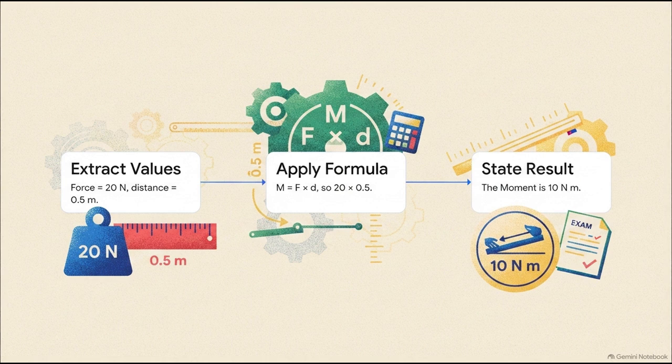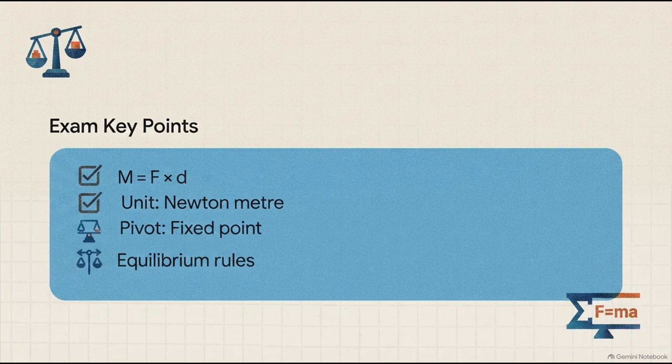Nice and simple. So let's do a super quick recap of your main takeaways for Chapter 4. The turning effect is the moment of force. The formula is M equals F times D. The SI unit is the Newton meter. Your pivot is that fixed rotation point. The principle of moments is your key to balance, where clockwise equals anticlockwise. And finally, the center of gravity dictates the stability of the entire object.